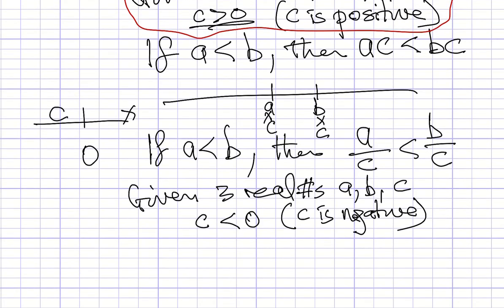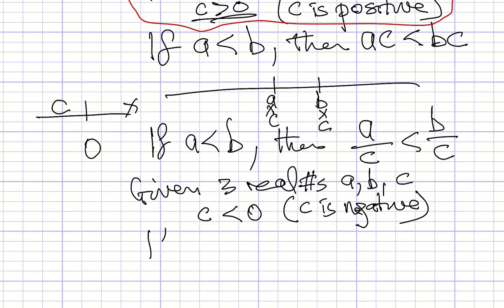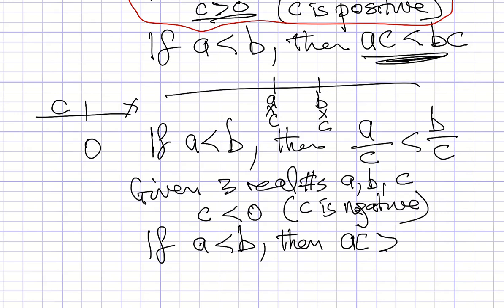If that's the case, all real numbers, the C is negative, right? But then when you multiply, if A is less than B, right? Then when you multiply with a negative number, negative C, A times C will be greater. You see, look at that. The other one is it maintains the other. A times C will be greater than B times C. You see what is going on?